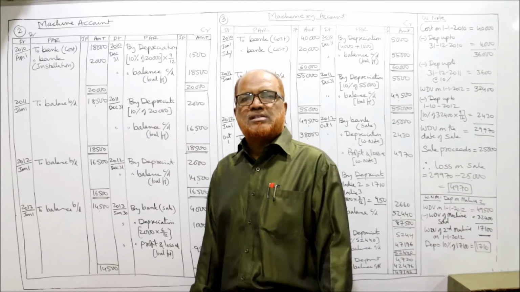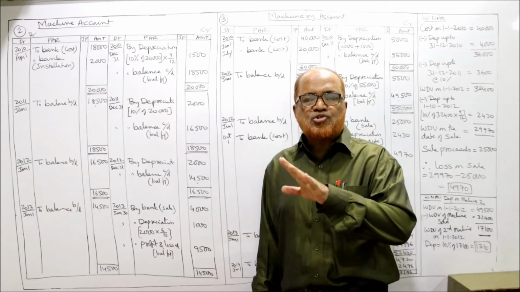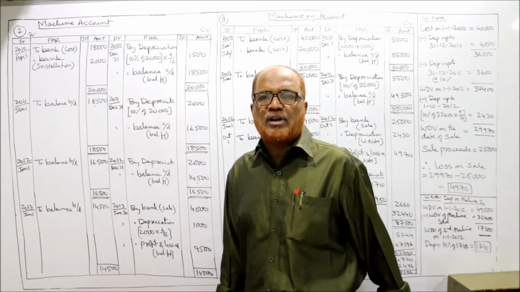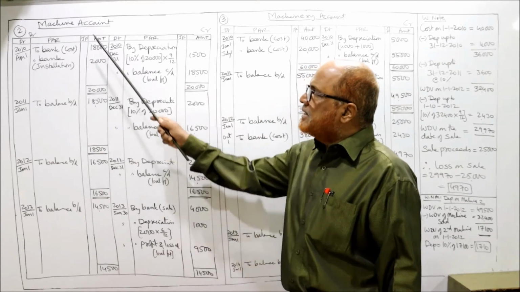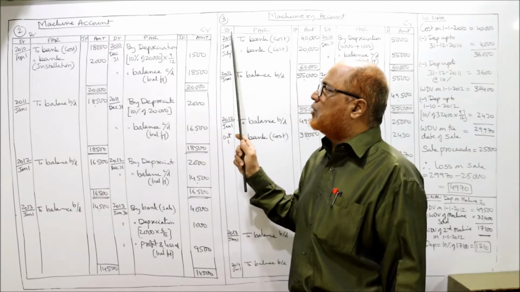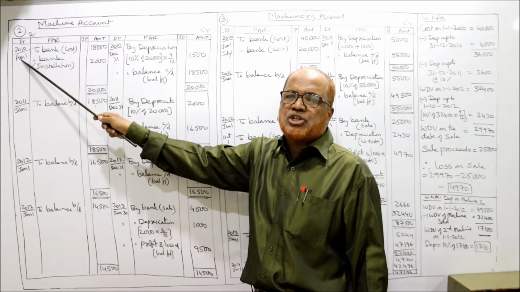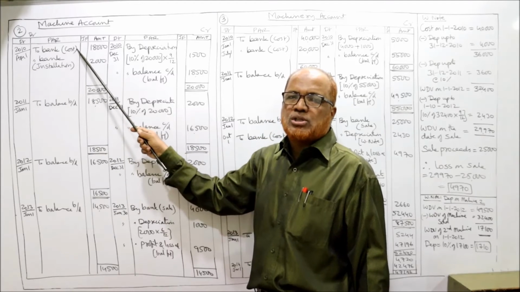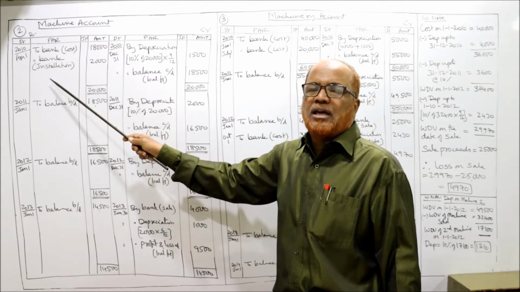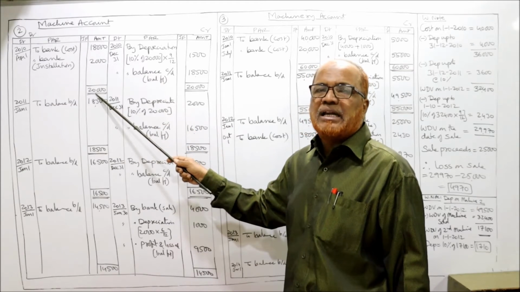So comparatively, it's a very simple problem because only one machine is there, and secondly, straight line method of depreciation is applied. The amount of depreciation will remain same. See here, machinery account, debit side, date, particulars, JF, amount, date, particulars, JF, amount, credit side. Debit side, 1st April 2010, the machine was purchased. To bank, cost. The cost of the machine is 18,000. And again to bank, installation charges paid 2,000. Now the total cost of the machine will be 20,000.